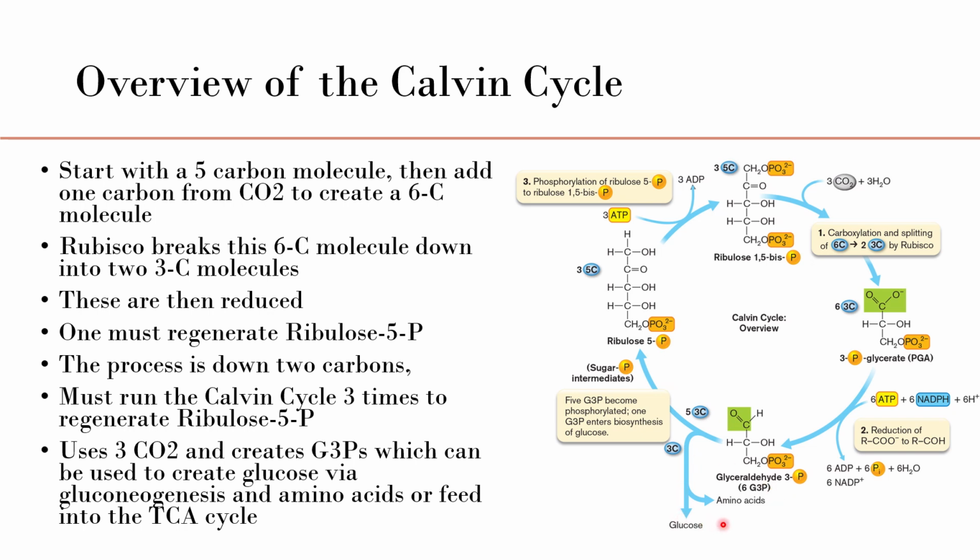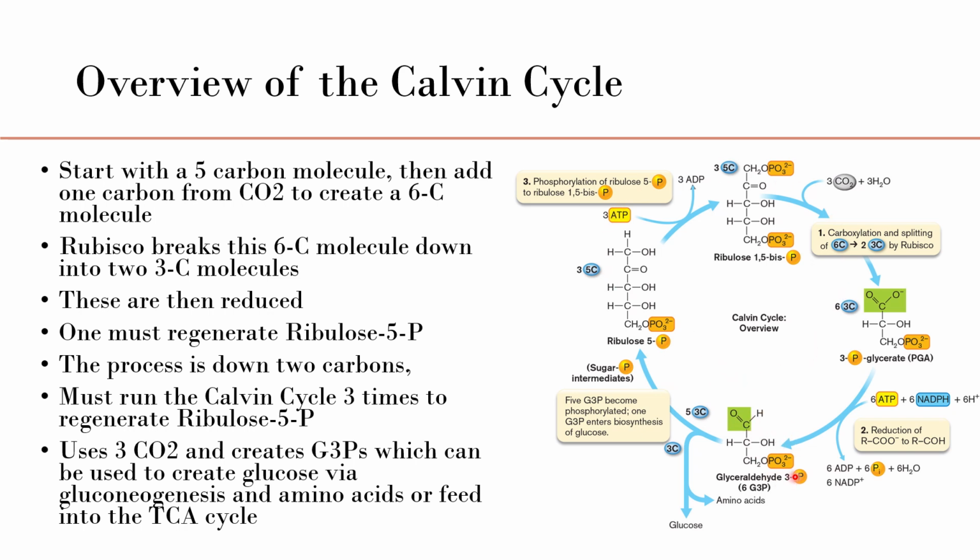Now, one of these can be funneled out and can be used to make glucose in gluconeogenesis, or used to make amino acids or whatever else we might need it for. It can also keep going and now enter into the TCA cycle as if it combines with acetyl-CoA. Now, the rest of it has to be funneled back into the cycle, because this is a cycle, so it has to regenerate the starting molecule for it to keep going.